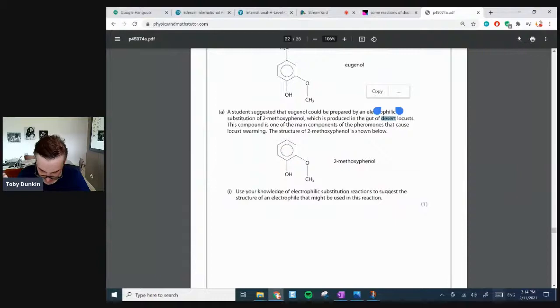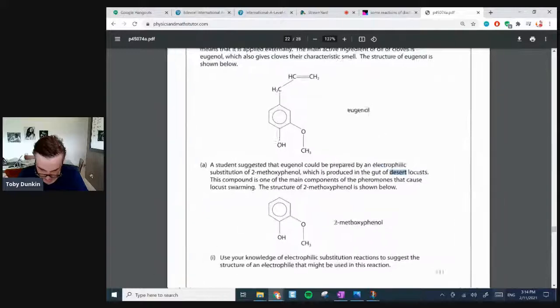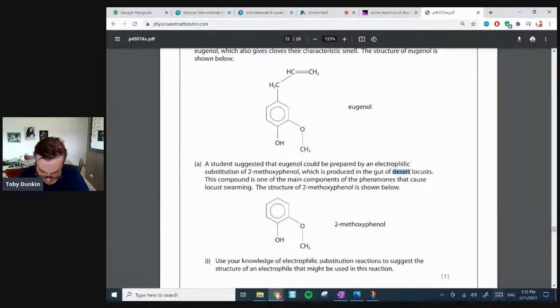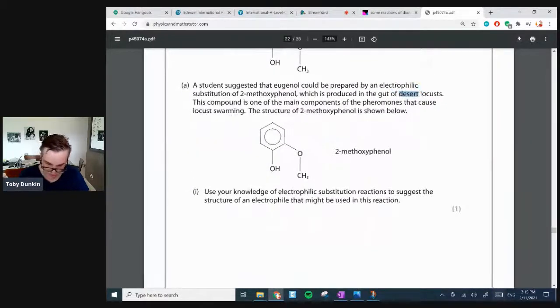Use your knowledge of electrophilic substitution reactions to suggest the structure of the electrophile that might be used in this reaction. A student suggested that eugenol could be prepared by electrophilic substitution of 2-methoxyphenol, which is produced in the guts of desert locusts. This compound is one of the main components in pheromones, which can cause locusts to swarm. The structure is shown here. So we want to make eugenol from that. Right, so suggest the structure of the electrophile.